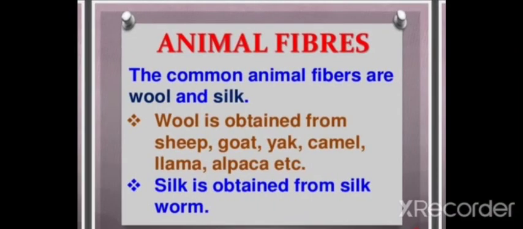Animal fibers. The common animal fibers include wool and silk. From which animals do we get wool? We get wool from sheep, goat, yak, camel, llama, alpaca, etc. And we also obtain silk from silkworm.